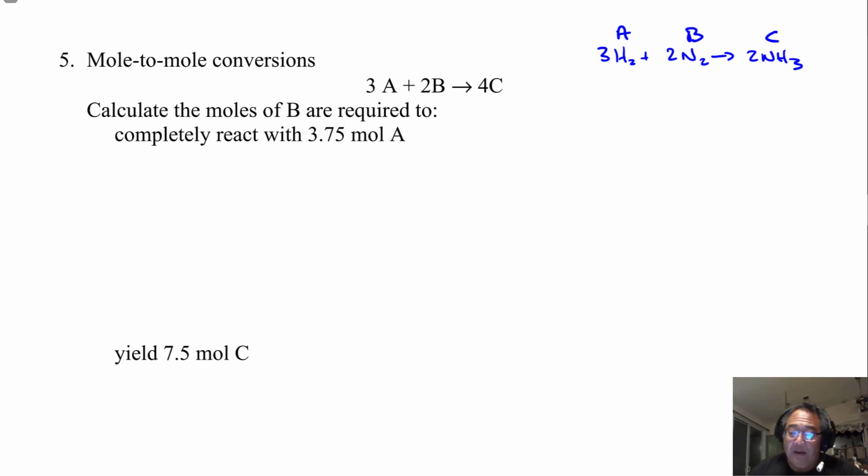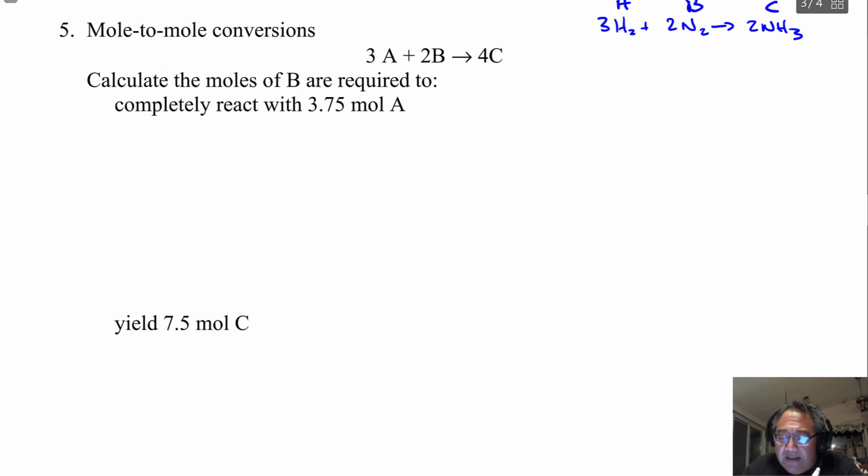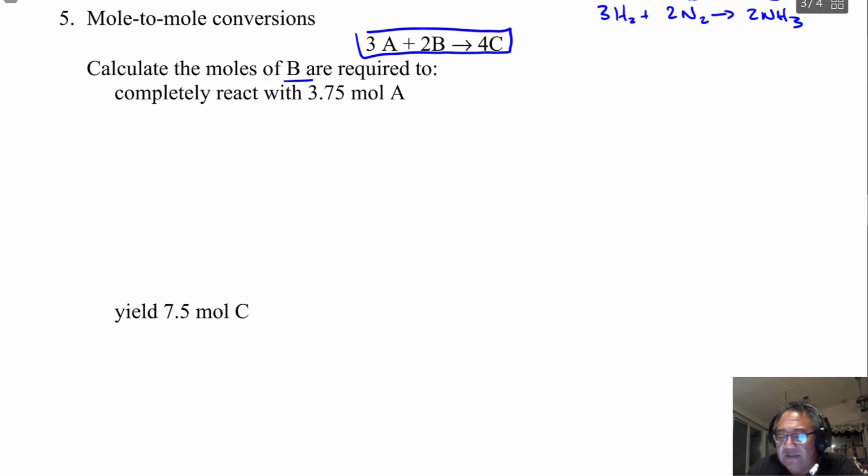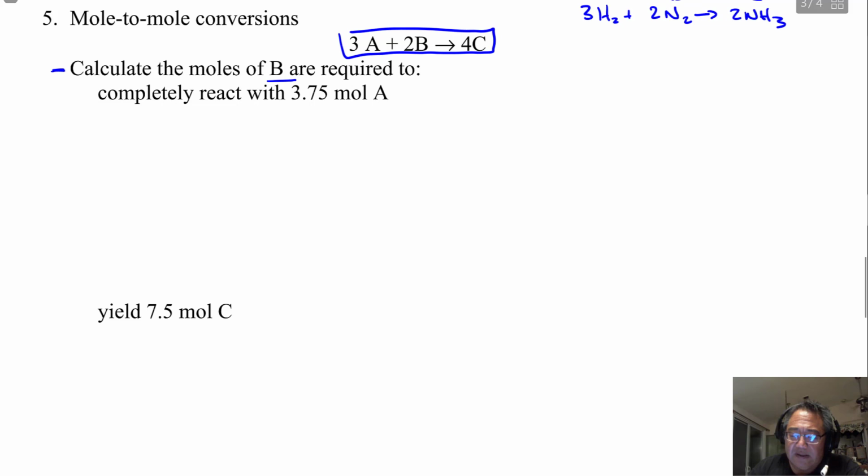Anyways, so here's what we're going to do. This is my balanced chemical equation. And then I have to calculate the moles of B that are required to completely react with 3.75 moles of A. And then the next question says calculate the moles of B that are required to yield 7.5 moles of C. So this is the beginning of every one of these problems, these two problems. So this is how we're going to proceed with this.